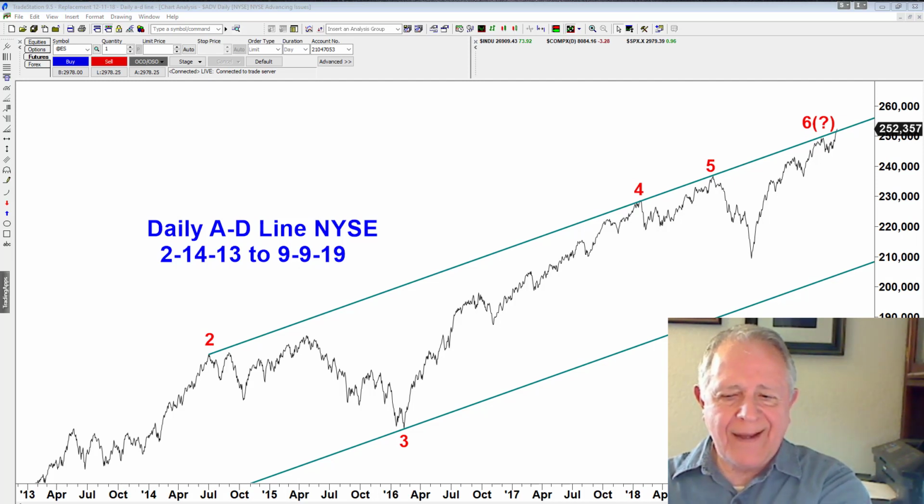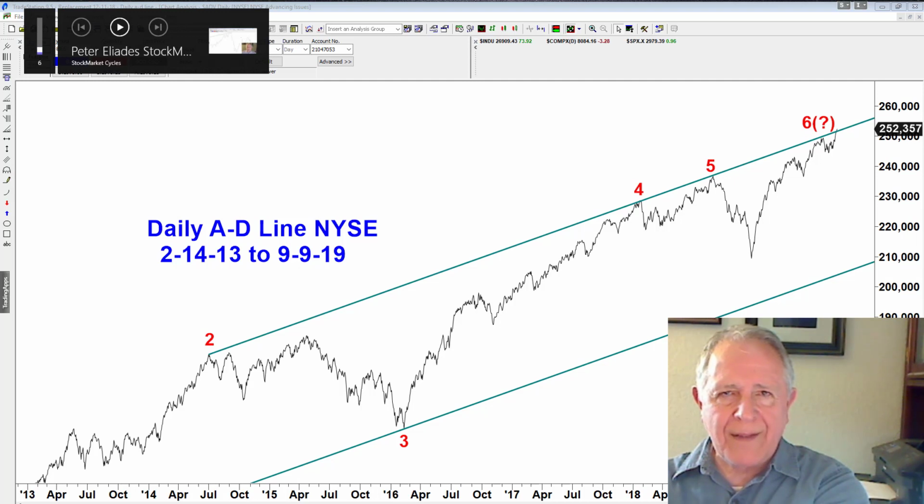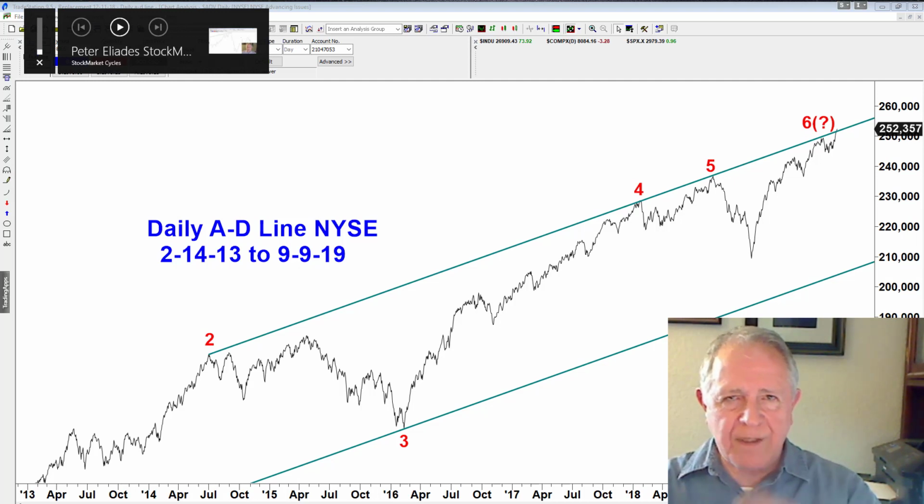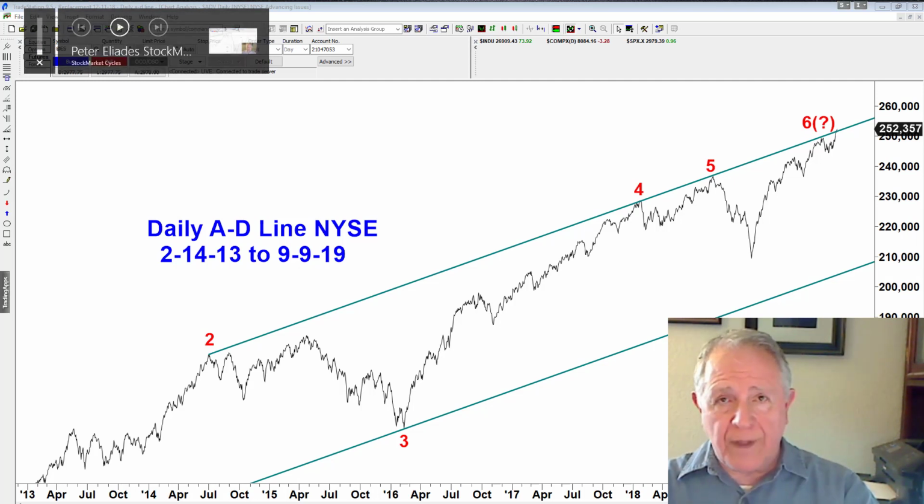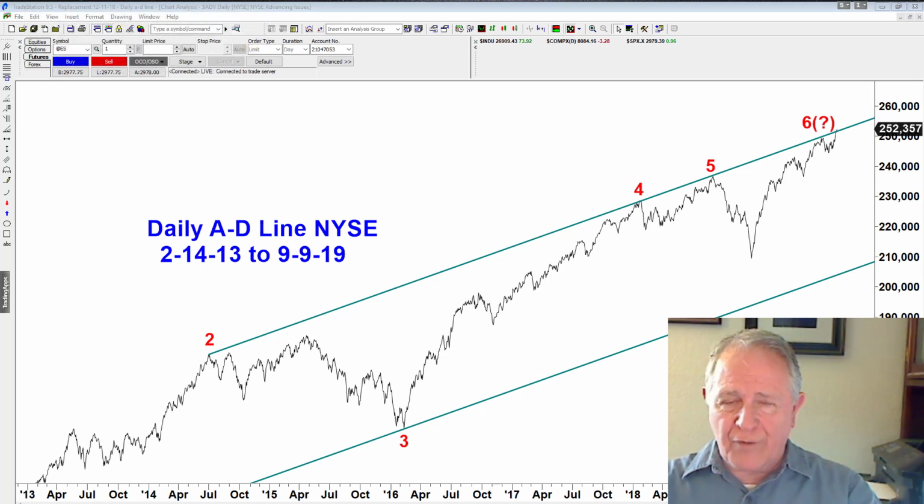And again, I can't emphasize how important I think these few days have been and will be, particularly over the next 24 to 48 hours. We gave you an inkling over the past few days as to why it's important. We're going to begin again with this daily advanced decline line chart.